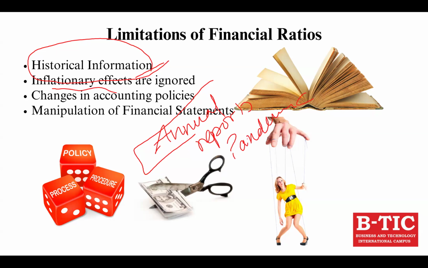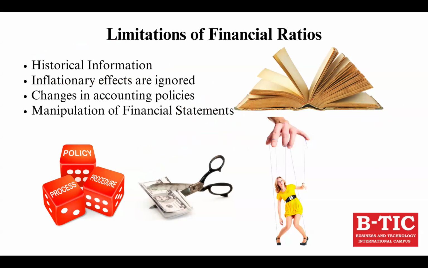Next, inflationary effects are ignored. Now, financial statements are released periodically. And therefore, there are time differences between each release. So if inflation has occurred between these periods, then real prices are not reflected in the financial statement. Thus, the numbers across these different periods are not comparable because inflation effects are ignored. And that's the reason in CAMELS, we use something called the S, sensitivity to market, right?